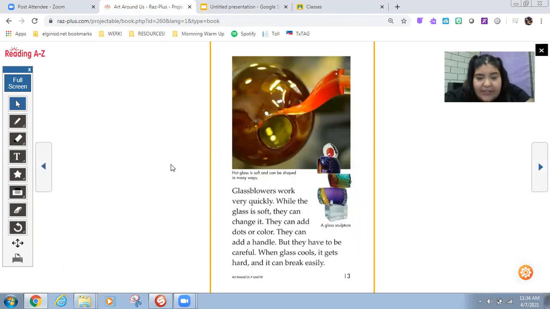So let's look at this photograph, and there's another caption. It says, hot glass is soft and can be shaped in many ways. Glass blowers work very quickly while the glass is soft. They can change it. They can add dots or color. They can add a handle, but they have to be careful. When glass cools, it gets hard and it can break easily.